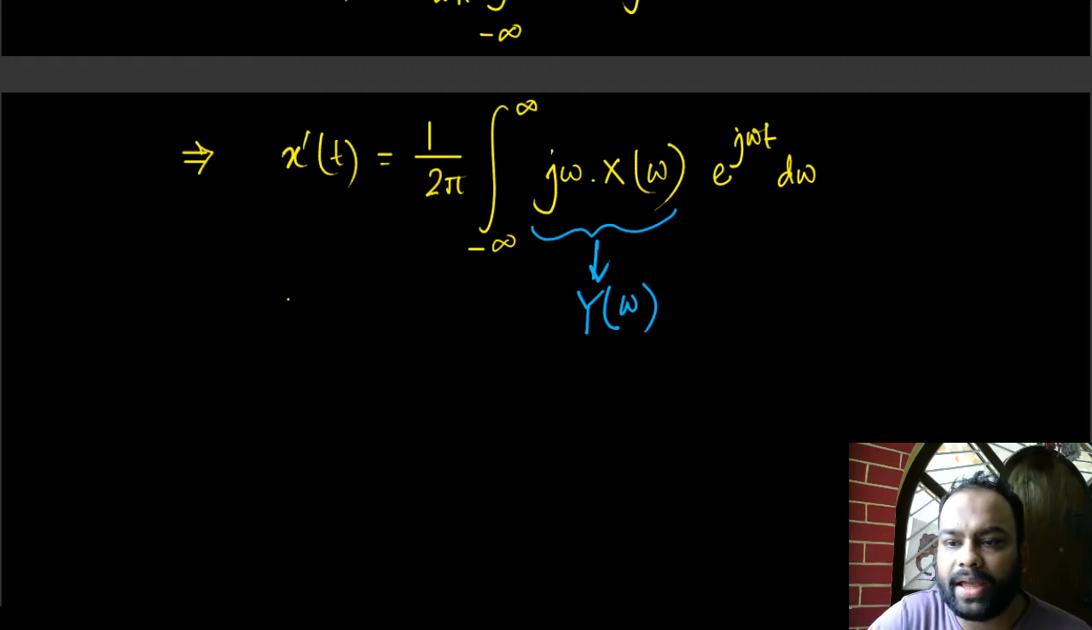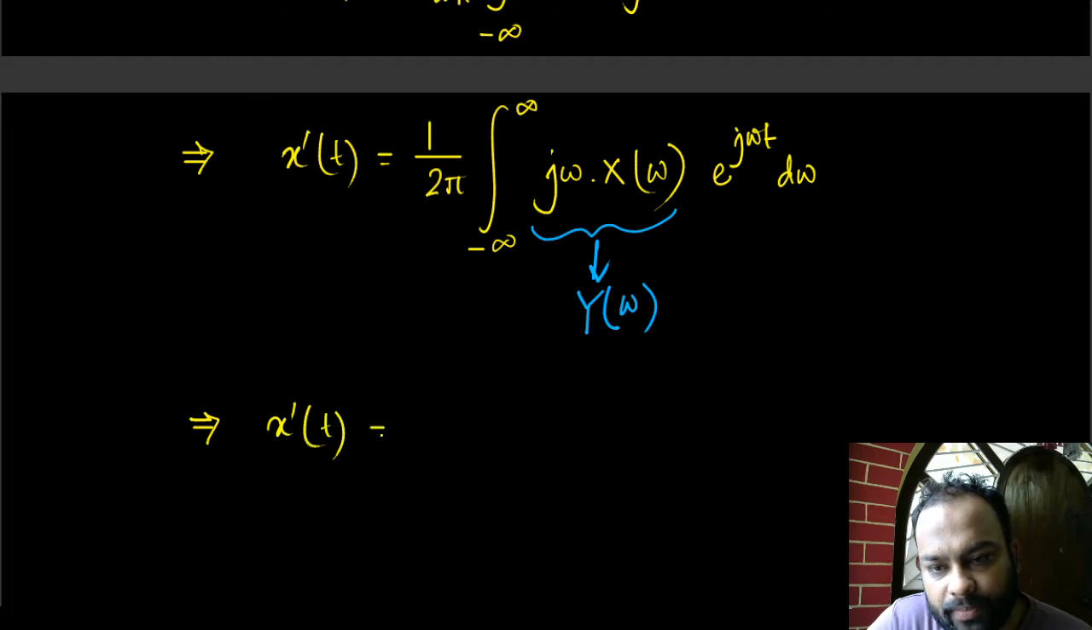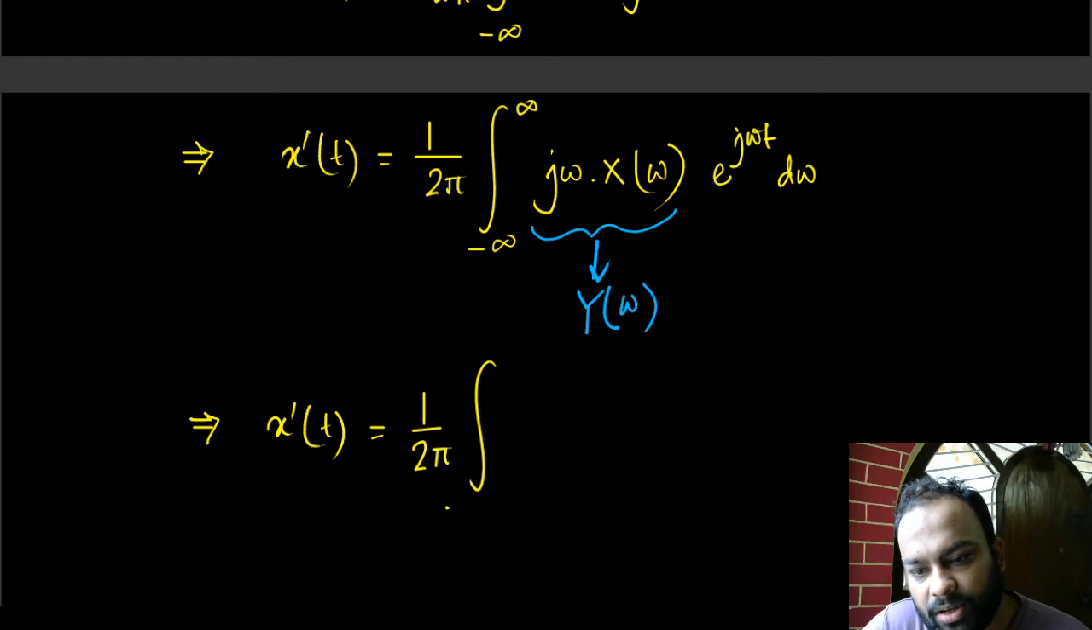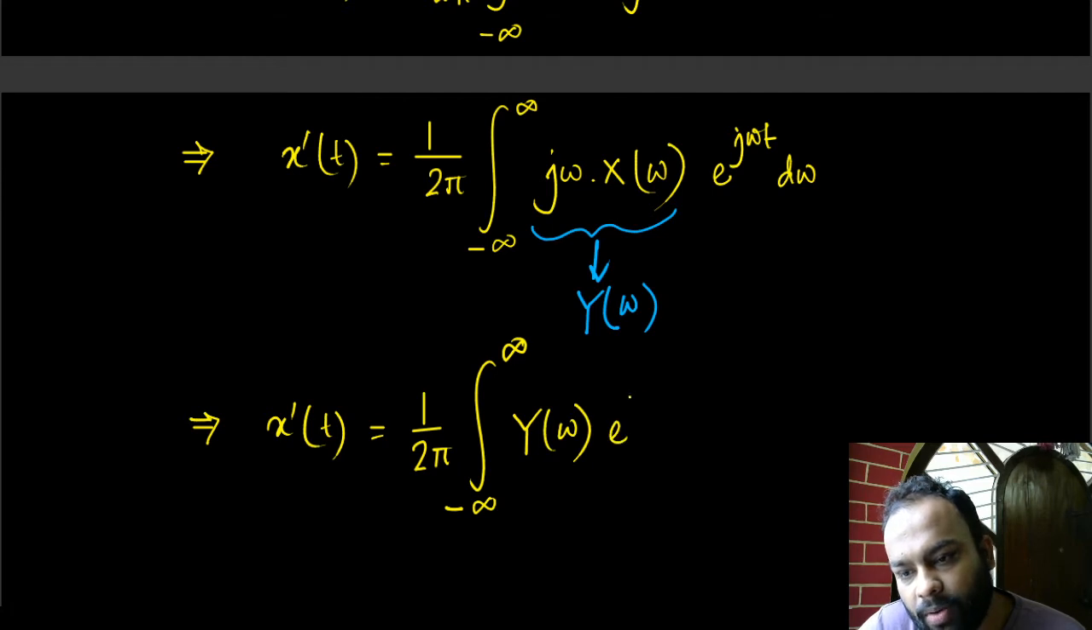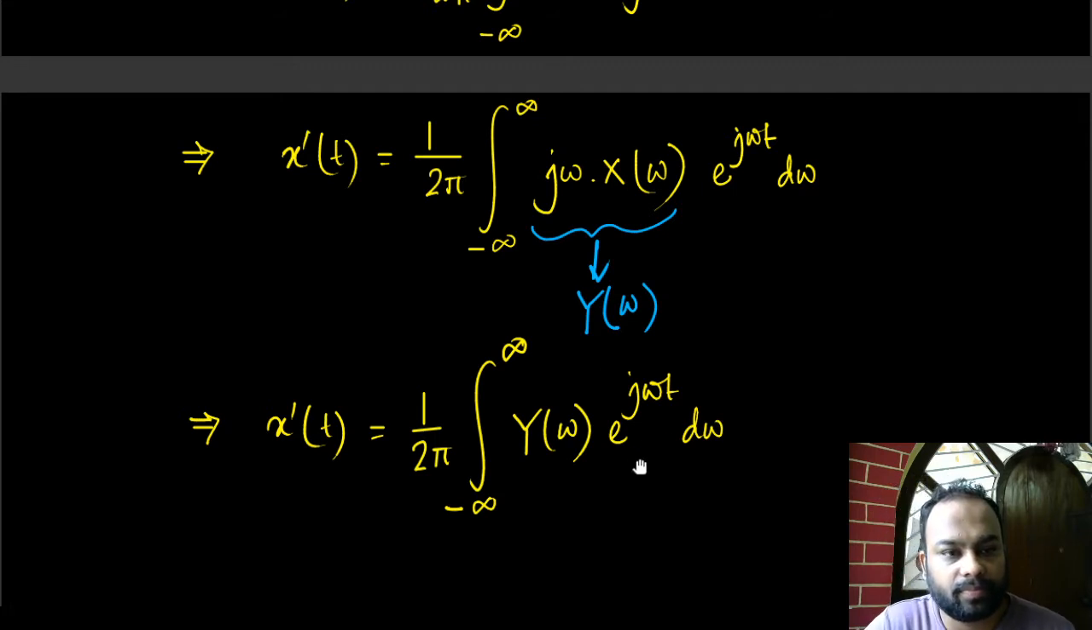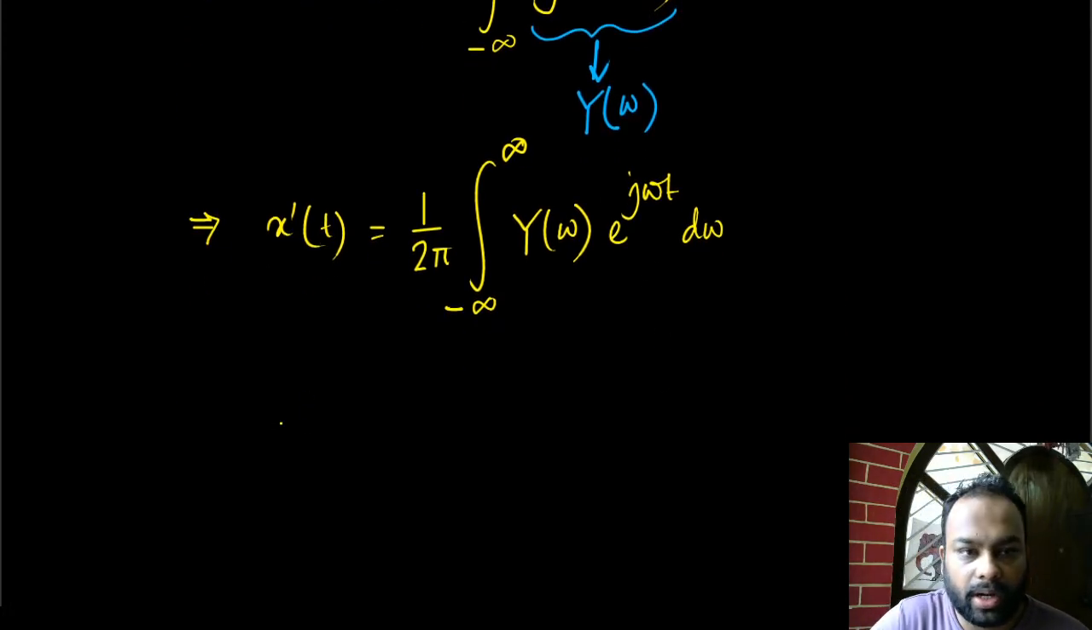So then what do I get? I get x'(t) equal to 1/2π integration from minus infinity to infinity Y(ω) e^(jωt) dω, right? All right, so that is right, fine.